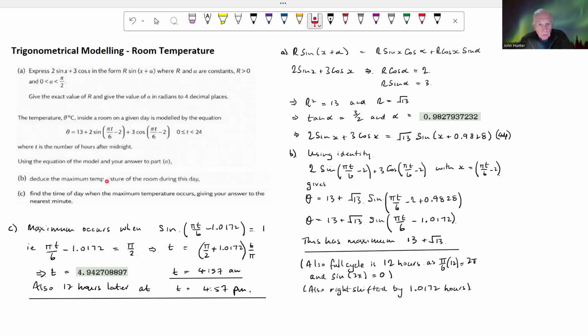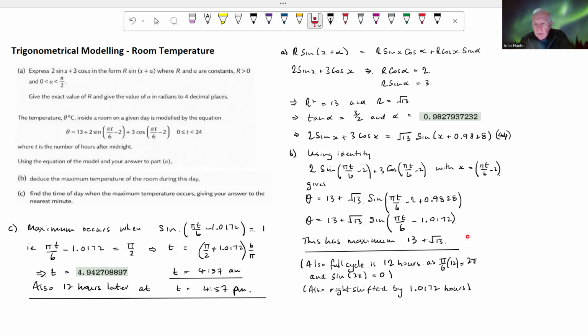Now, we're asked what the maximum is. Well, the maximum of sine is going to be 1, isn't it? It varies between -1 and 1, regardless of what's on the inside here. So the maximum of this function is going to be 13, which is constant, plus root 13 times 1. Okay, 13 plus root 13. And the minimum of the function will therefore be 13 minus root 13, which is 13 plus root 13 times -1.